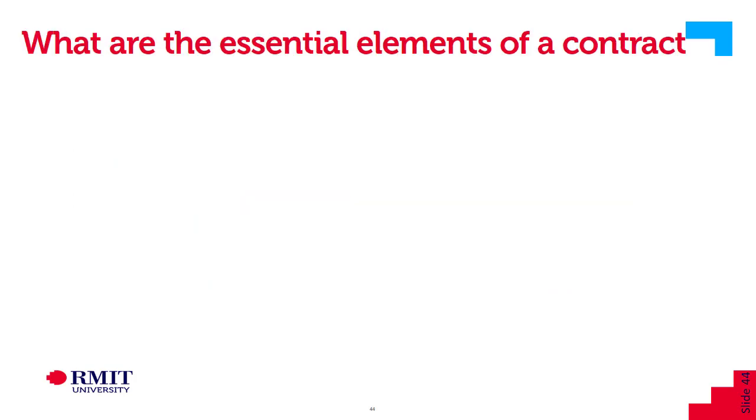What else do I want to say there? What are the essential elements of a contract? Now, I have repeated them a couple of times now. Anybody want to hazard a guess? Offer and acceptance. Offer and acceptance.